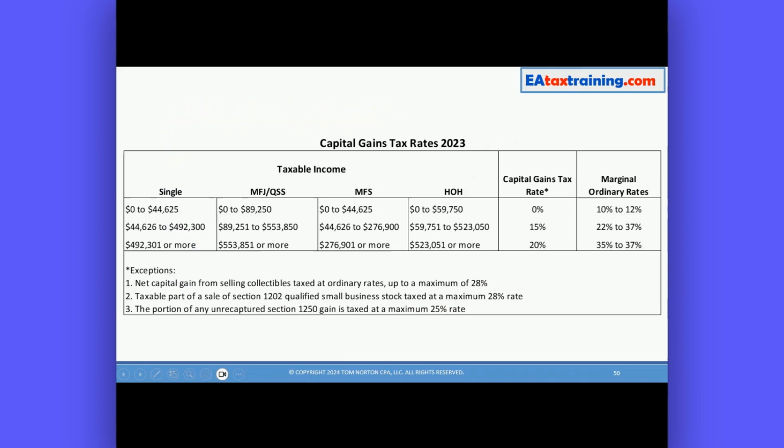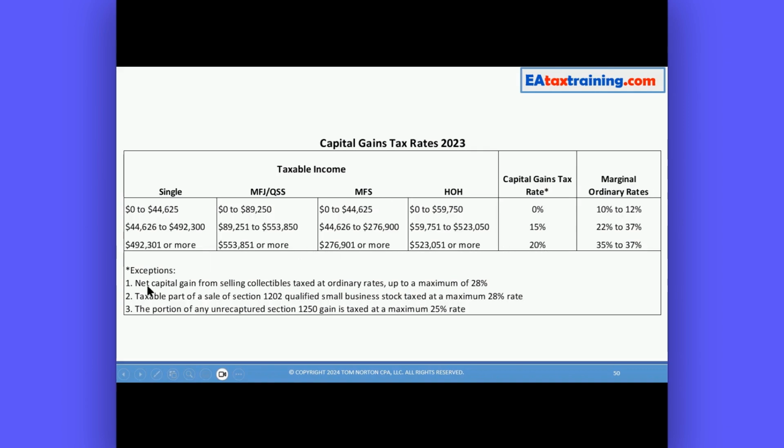And let's revisit for individuals what those capital gains rates are. So again, it depends on your filing status and then how much taxable income you have. But the capital gains rates are 0%, 15%, or 20%. That's the maximum. Ordinary individual tax rates can range from 10% to 37%. So you can get a significant savings by having it be a capital gain rather than an ordinary gain if you are an individual taxpayer.